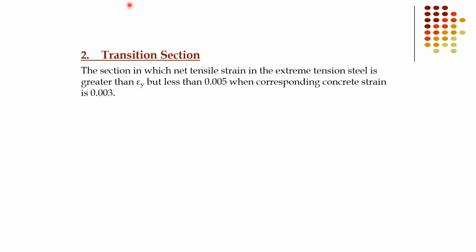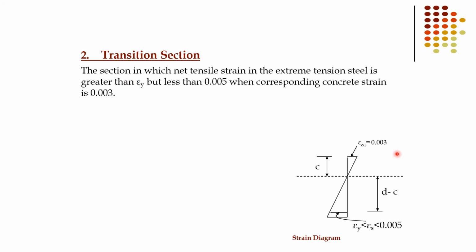Okay, now the second section, the transition section. This is the section in which the net tensile strain in the extreme tension steel is greater than yield strain but less than 0.005 when the corresponding concrete strain is 0.003. Here, if strain in steel is greater than yield but less than 0.005, that is called a transition section.